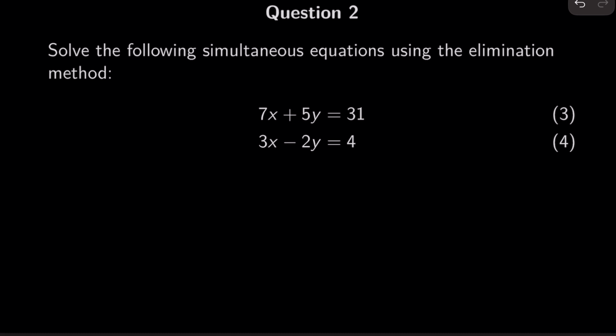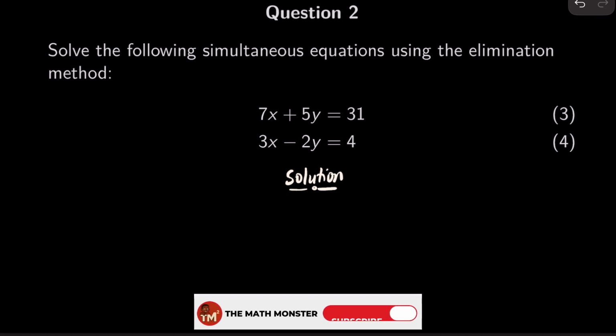With our second example, we have to solve the following simultaneous equations using the elimination method, right? So here we have 7x plus 5y is equal to 31 and 3x minus 2y is equal to 4. Solution. Suppose you want to eliminate the variable y in both equations, right? Here the coefficient of y is plus 5 and the coefficient of y in this equation is minus 2. But to use the elimination method, the coefficient must be the same but of opposite signs, right?